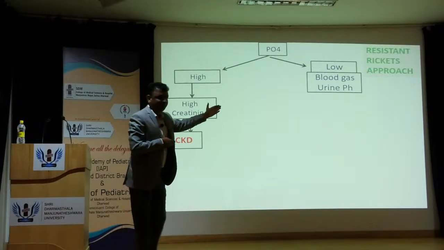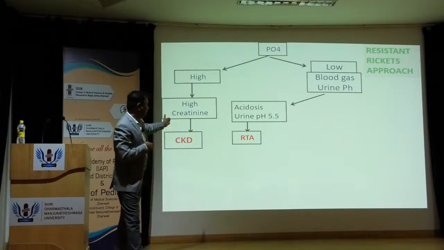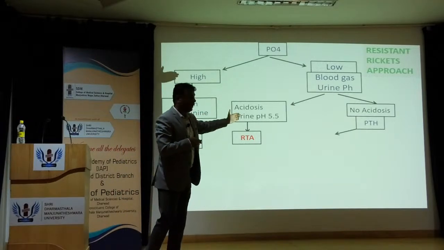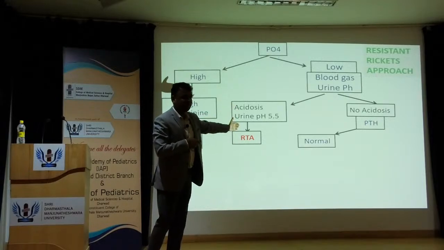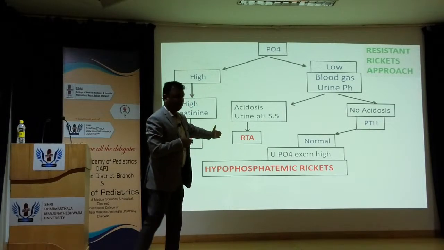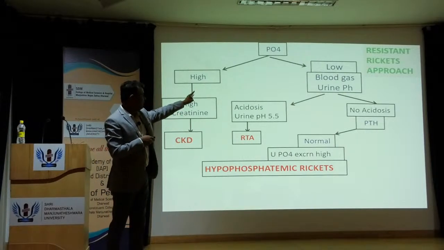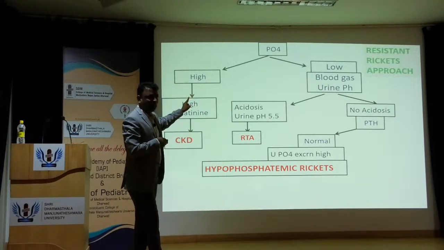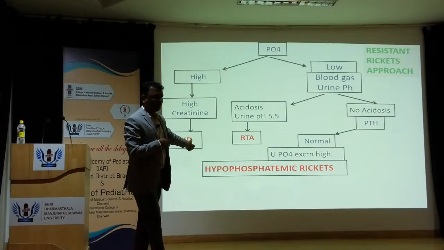If phosphate is low, then we ask for blood gas and urine pH. If there is acidosis and urinary pH is 5.5, think of RTA. If phosphate is low, no acidosis, then ask for PTH. PTH is normal in which condition? With low phosphate, normal PTH: hypophosphatemia. Okay. So go for phosphate excretion in the urine. If it is high, or if there is no reabsorption, think of hypophosphatemia. Are you following this? So low phosphate, normal PTH, rickets. Where do we go? It is hypophosphatemia. Okay.